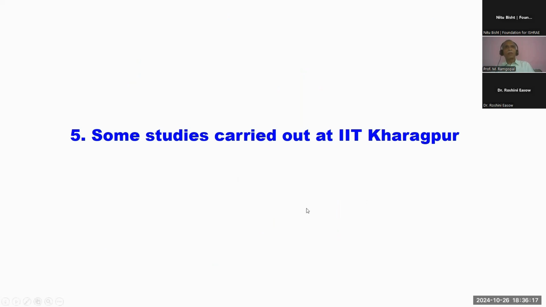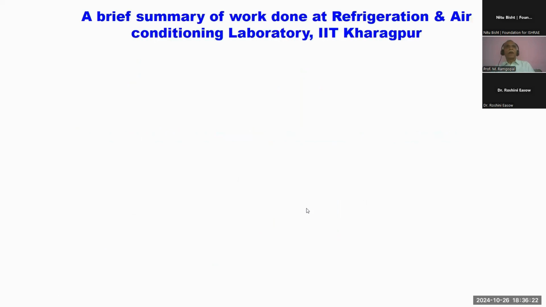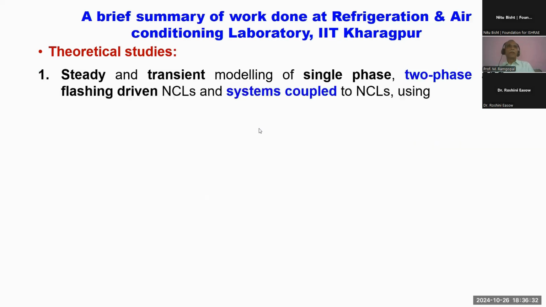Now let me quickly go through some of the studies that we carried out at IIT Kharagpur. Over the years, the last maybe 15 years or so, many of our students have carried out research on these systems. A large number of theoretical studies were carried out, steady state and transient modeling. We have considered all kinds of loops: single phase loops, two phase loops, and transcritical, supercritical loops, etc.